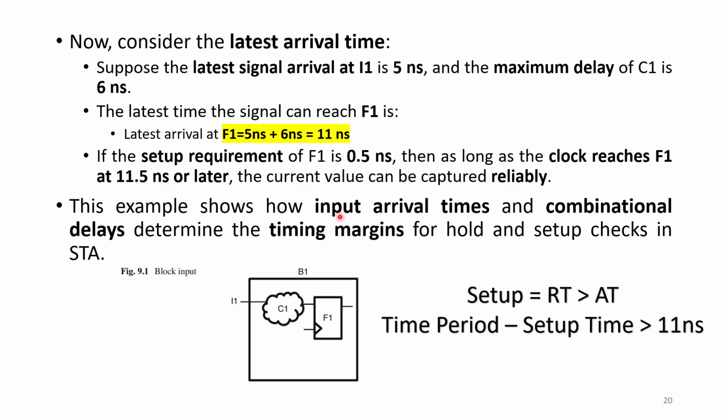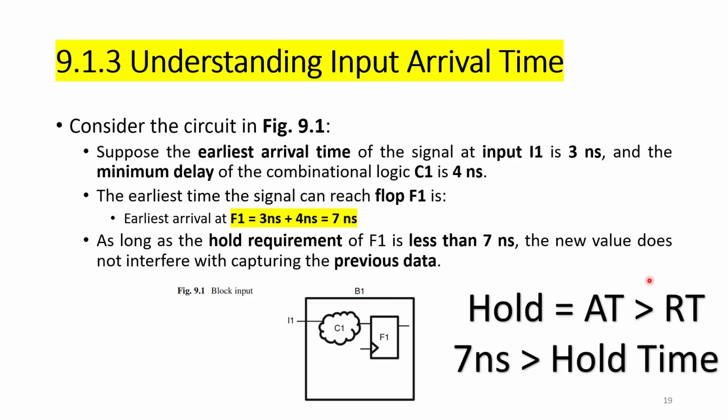This example shows how input arrival times and combinational delays determine the time margins for setup and hold checks in STA. So remember these 2 points. For this particular figure, setup is nothing but required time should be greater than the arrival time. So required time is nothing but total time period minus setup, whereas arrival time is nothing but the delay contributed by I1 and C1. If it is hold, arrival time should be greater than the required time. So arrival time is I1 plus C1, that is 7 nanoseconds, and here required time will be only hold time. There won't be any contribution from clock period.